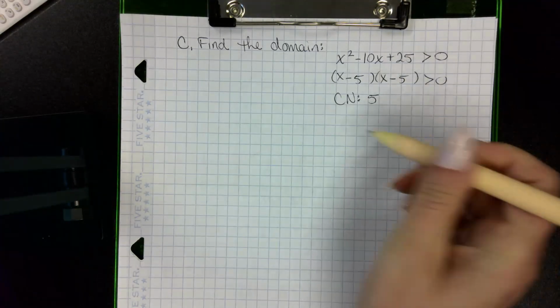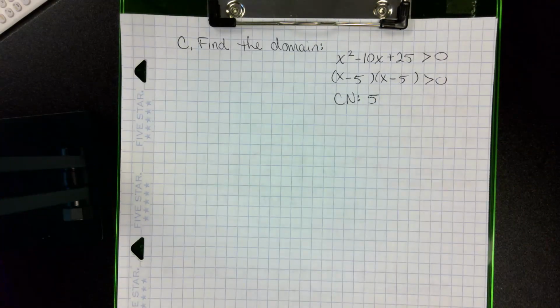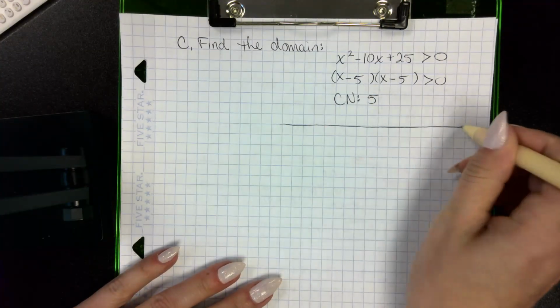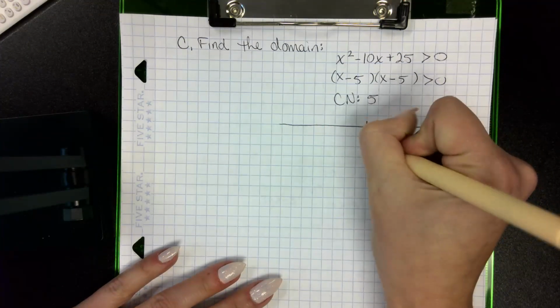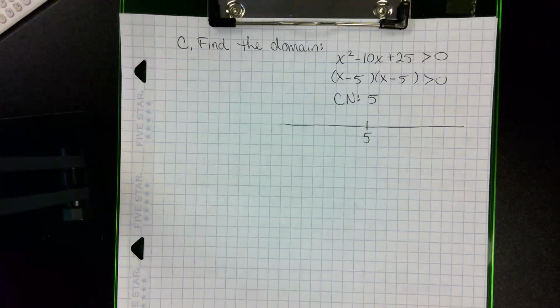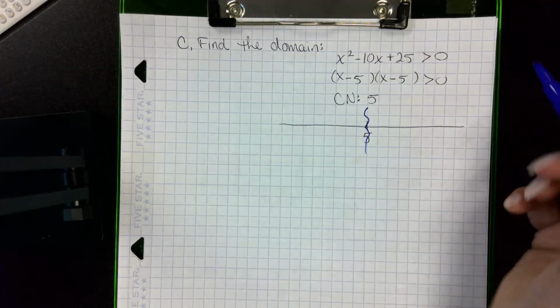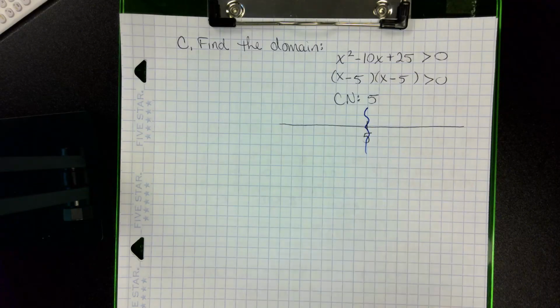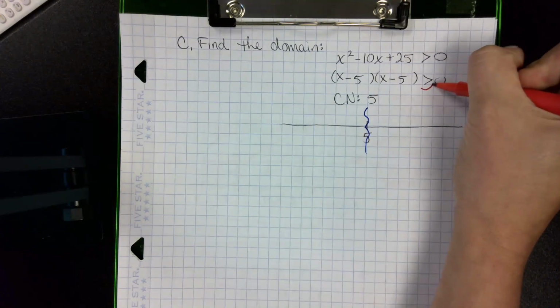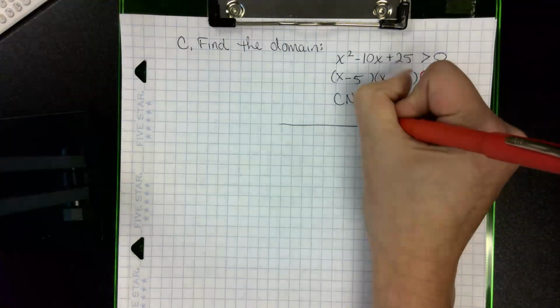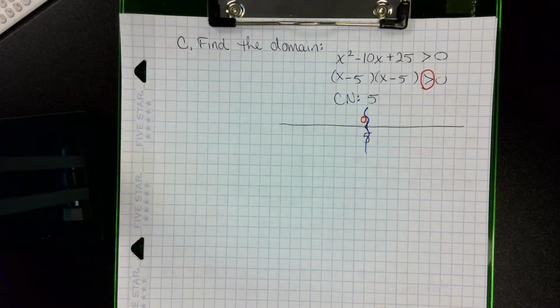Because when I draw my number line, I'm not going to put 5 on there 2 times. It's just a single number 5. So I'm going to put my 5 on there. That's where I'm splitting up my number line into sections. And I'll go ahead and pay attention to this symbol. It's a greater than, so that's open. So it's an open dot at 5. 5 is not included.